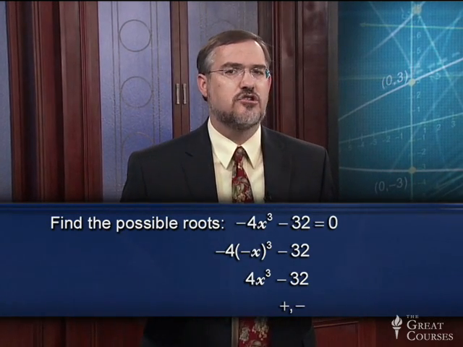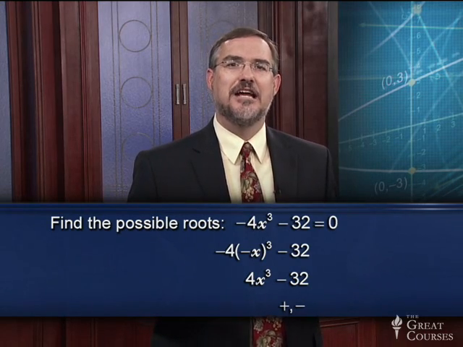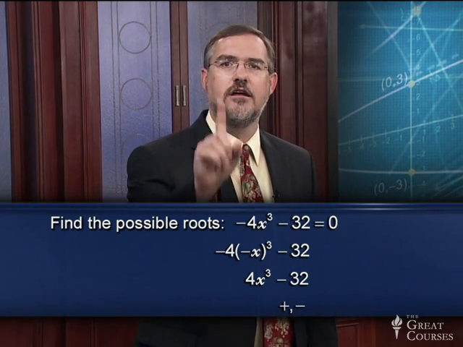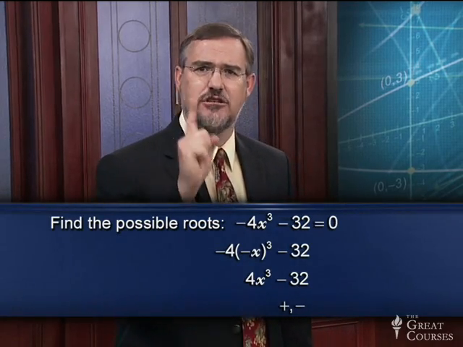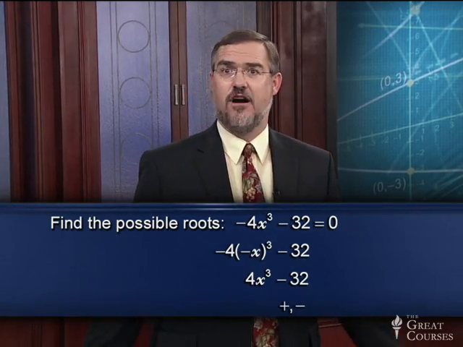And what does Descartes' rule of signs tell me then? It tells me that there must be exactly 1 negative real root. And it has to be there. There has to actually be 1 there. Now, can we find it?